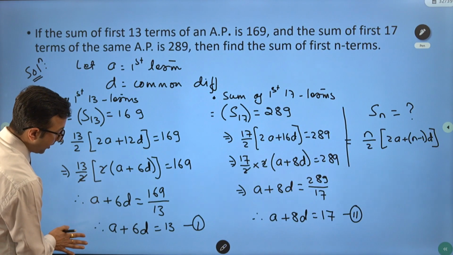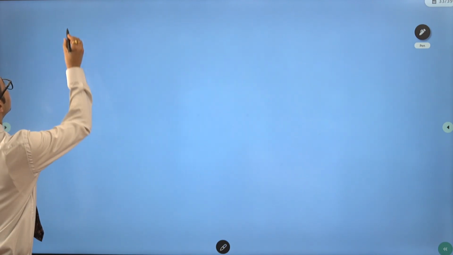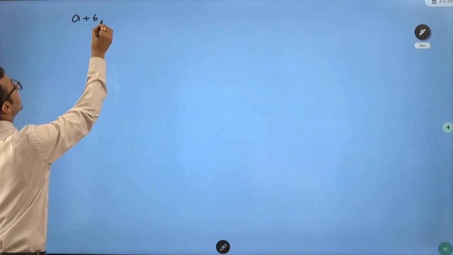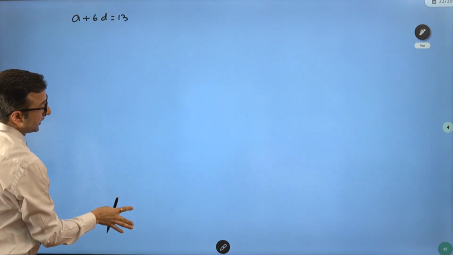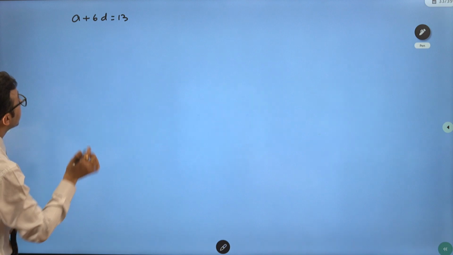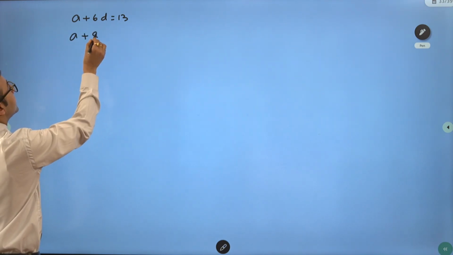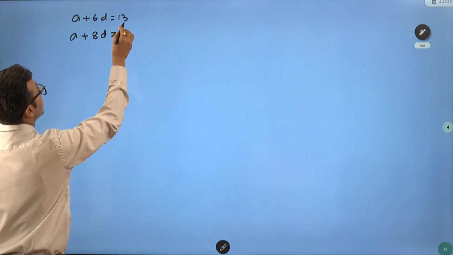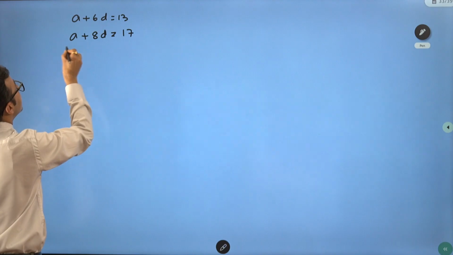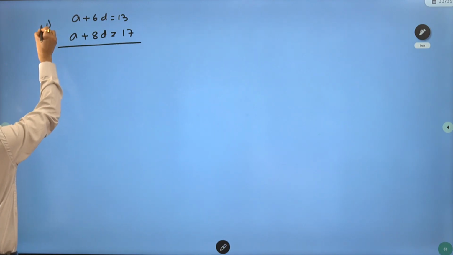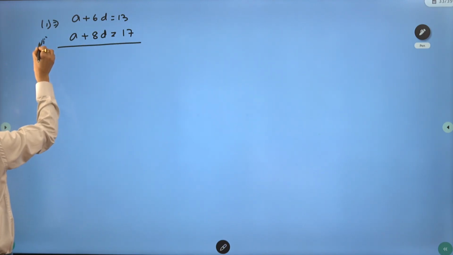So we will be solving here. The first equation is a plus 6d is equal to 13, and the second equation is a plus 8d is equal to, how much is it? This is 17. We will solve these two simultaneously. This is from equation 1, and this is from equation number 2.